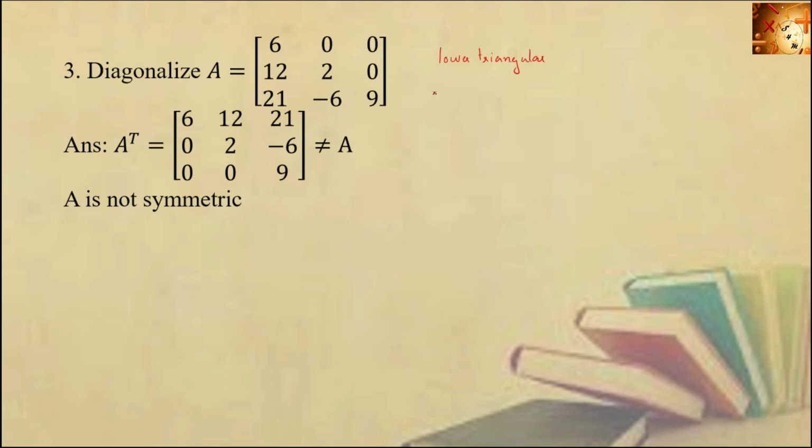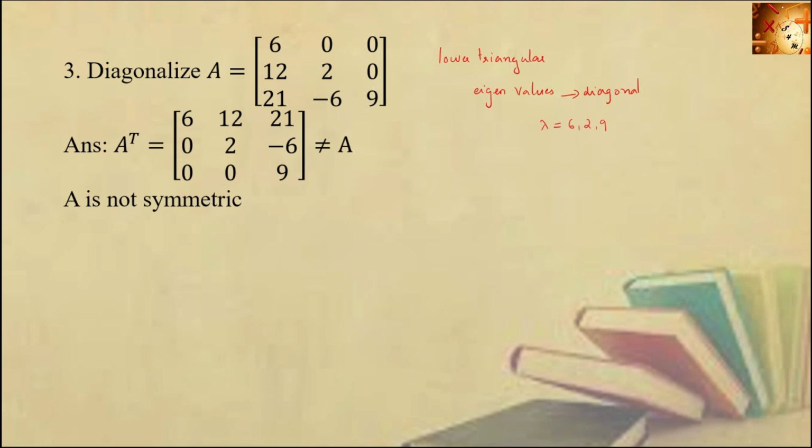We have a result for a triangular matrix. It may be upper or lower, and for a triangular matrix the eigenvalues are its diagonal elements. So here this is a triangular matrix, and this matrix's eigenvalues will be lambda equal to 6, 2, 9, because this is a lower triangular matrix, so the eigenvalues will be the diagonal elements.